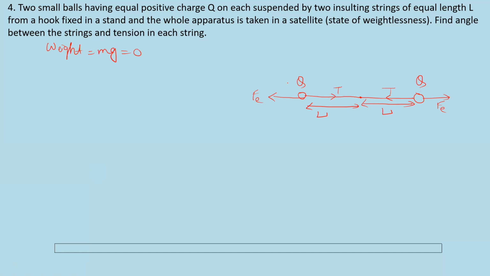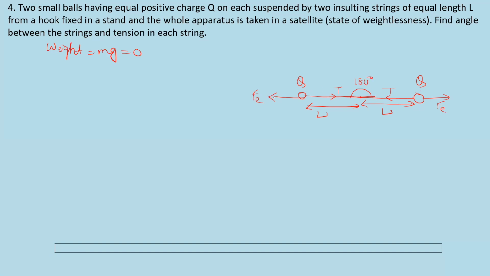Now, since these two balls are experiencing repulsion, positive charges repel each other, so the string will become horizontal. Due to repulsion, the string becomes horizontal. I'm drawing it horizontal because there is an electrostatic force of repulsion between the balls. And the angle between the two strings, since it becomes horizontal, will be 180 degrees, because this is a straight line.